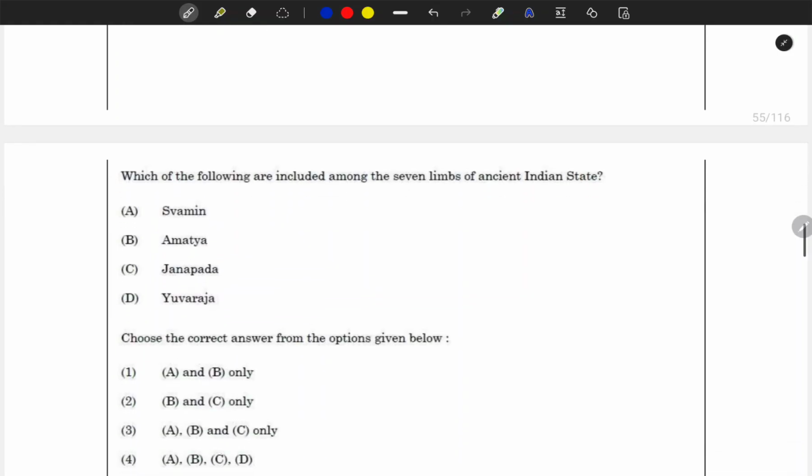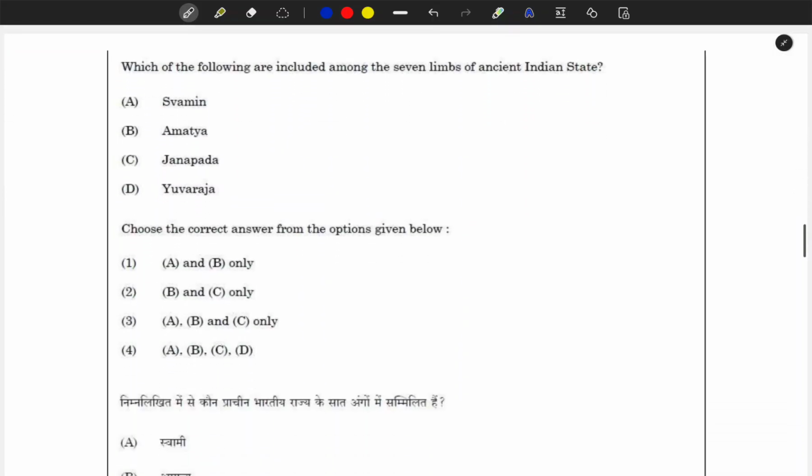Next question. Which of the following are included among the 7 limbs of the ancient Indian state? Do I need to discuss this question? You don't know about the 7 limbs of the state in Arthashastra. Here you see that Yuvraj was not a part of that. Swami means the king is important. Amatya, ministers, are important. Janapada means the land is important. So these were important components of the 7 limbs of a state.